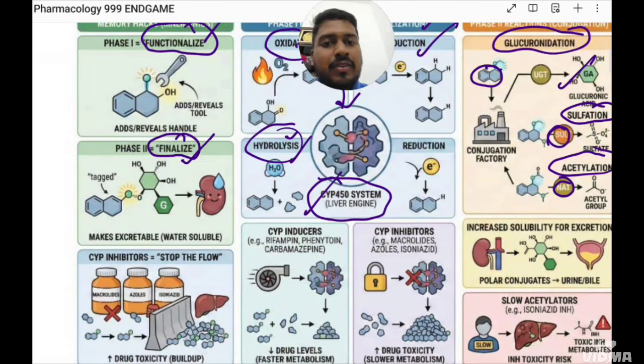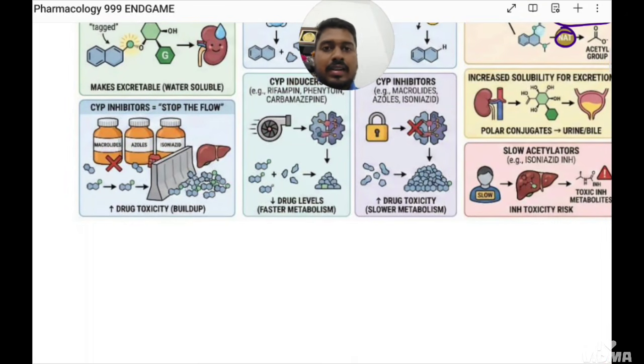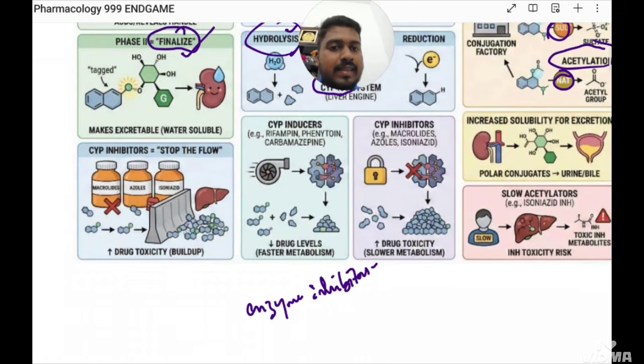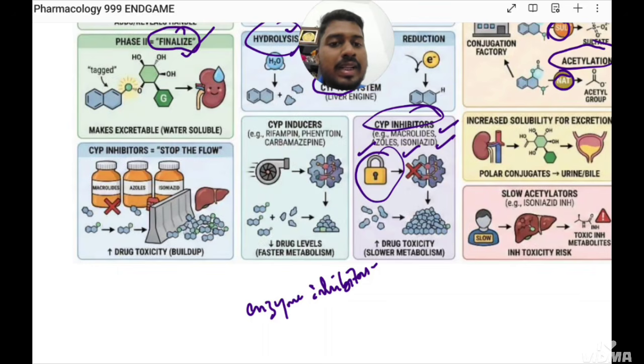Now this cytochrome P450, which I told you about, these enzymes are mainly involved in drug interactions. So a drug interaction can be some drug which inhibits another drug's activity. Those are known as enzyme inhibitors, which means there are some drugs. For example, you see here enzyme inhibitors: macrolides, azoles, which are antifungals, and isoniazid. All of these will inhibit the cytochrome P450 enzymes. They will lead to breakdown of this enzyme.